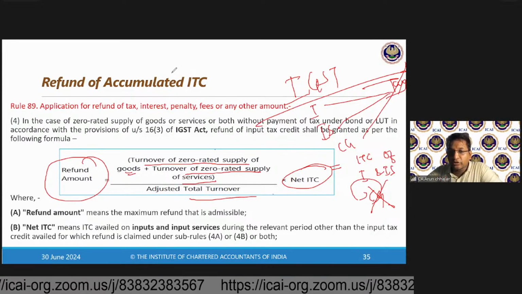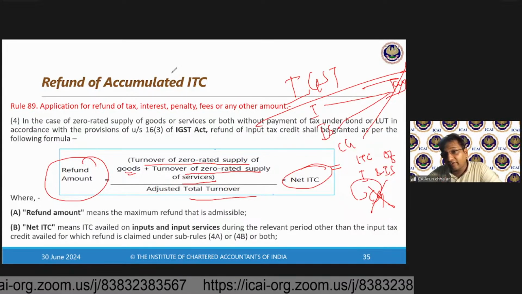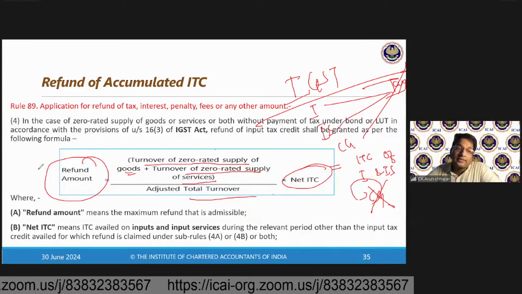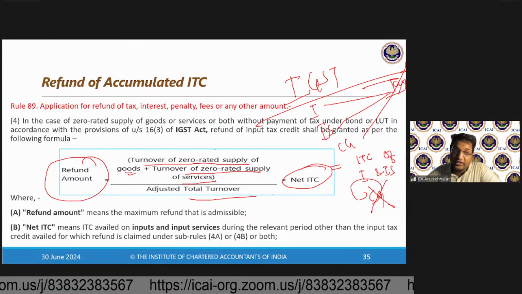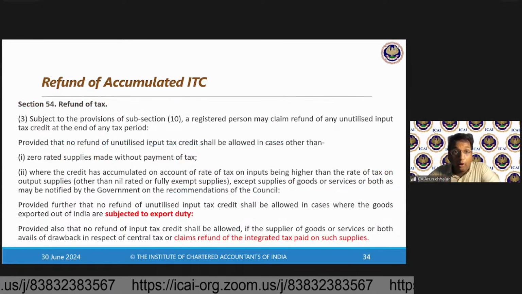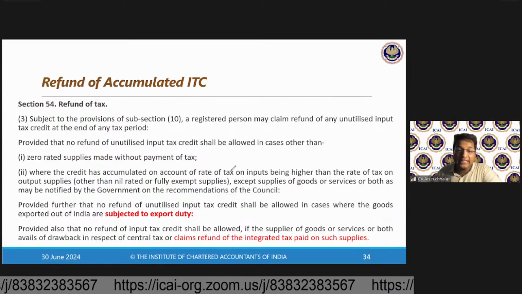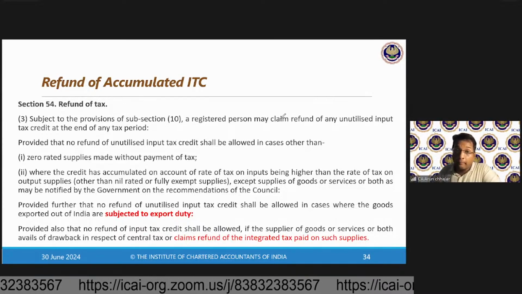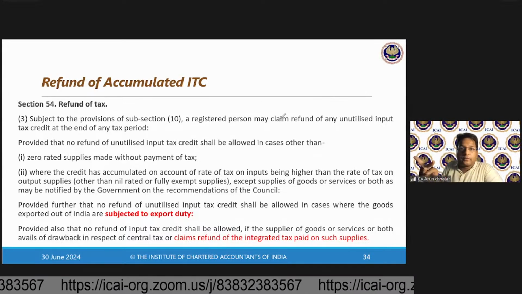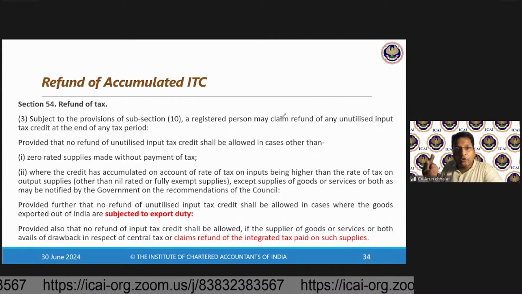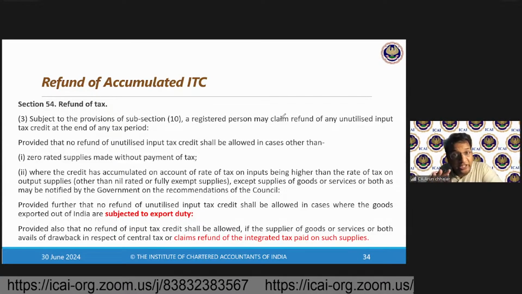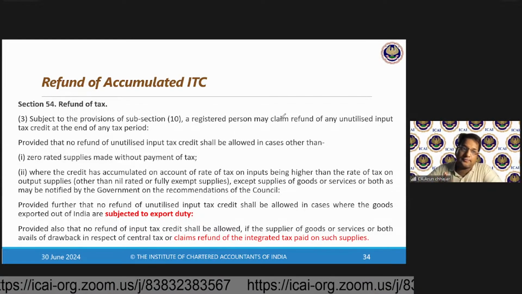Can a person select more than one route in one financial year? 100% yes. Just now we have discussed in section 54(3), on one supply I cannot take the refund of IGST paid as well as ITC accumulated. But if there are two different supplies, two different tax periods, I can go on the IGST route, and I can go under the LUT route. There is no problem. There are no restrictions.